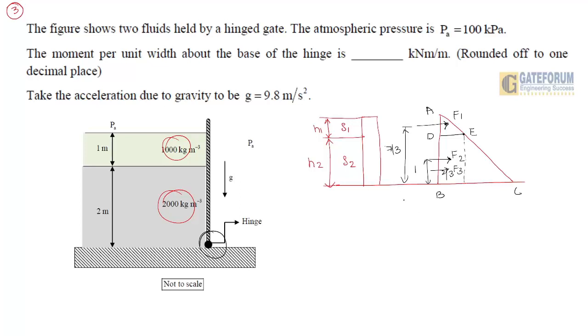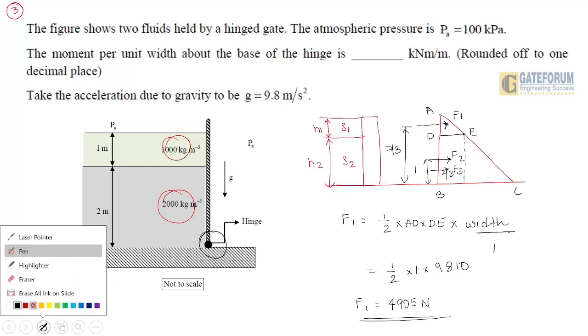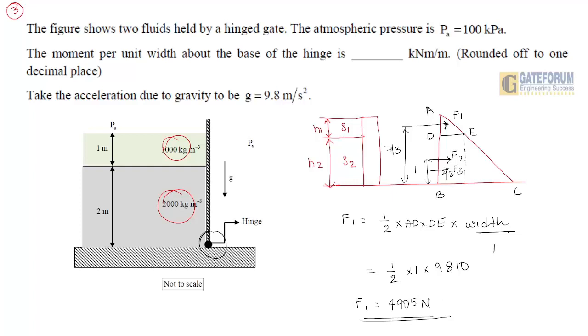So from this pressure distribution diagram, if I want the force F1, it is half AD into DE, into some width. Obviously we take it as unit width if not given, that will be half into 1 into 9810. So from there F1 will be 4905 Newton, 4905 Newton, right?